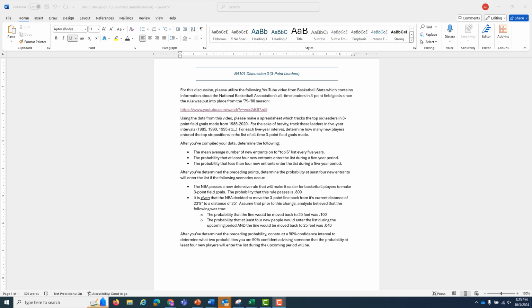If you got to shoot a deeper shot to make a three-pointer, you're going to have a pretty low probability of new people coming into the list if that passes. After we determined all this, our last step in here is to construct a 90% confidence interval to determine what 2 probabilities we are 90% confident advising someone that the probability at least 4 people enter this list during the upcoming period will be. And that's useful for things like advertisers.